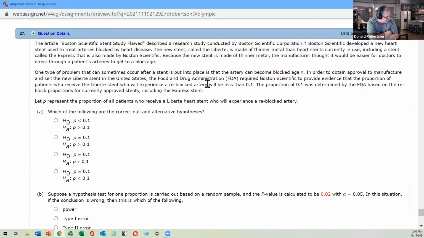The article "Boston Scientific Stent Study Flawed." God, what a title. Describes a research study conducted by Boston Scientific Corporation. Boston Scientific developed a new heart stent used to treat arteries blocked by heart disease. I think a heart stent is a thing you stick in the vein and it kind of gets bigger, and it allows blood to go through. Okay.